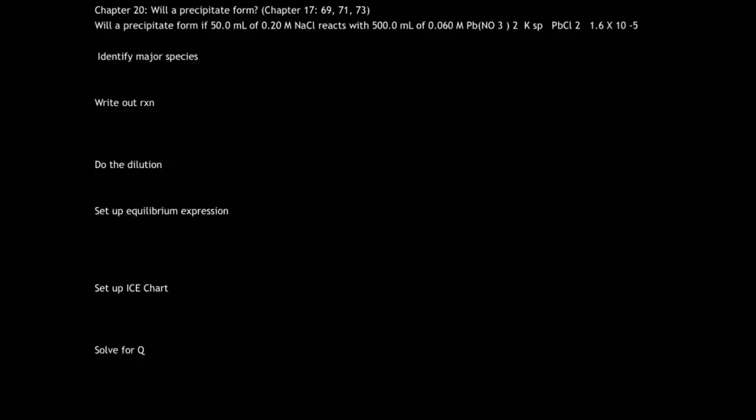Okay, so this chapter is titled, Will a Precipitate Form? So precipitates are predicted from chemical reactions. The major species in here, it looks like, are sodium chloride, which is a salt, and lead 2 nitrate, which is another salt. So this is an actual chemical reaction.